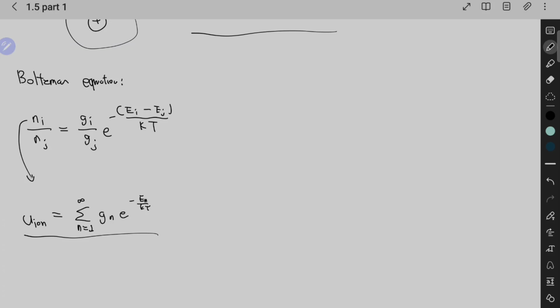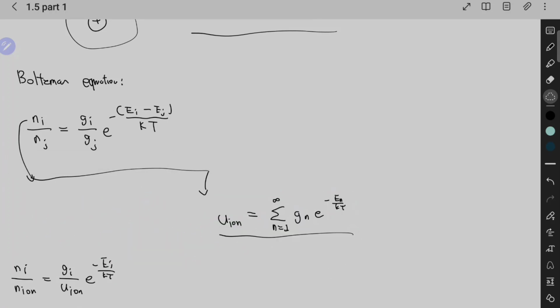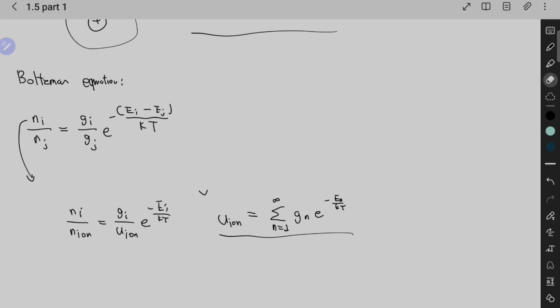And then a better form of the Boltzmann equation would be N_i over N_ion equal to g_i over U_ion times e to the power of negative E_i over kT. Actually, I think the order should be like this, right? I should move this to the left side, so it's more intuitive this way, because U_ion is part of this equation, not that this equation is part of U_ion, right? So it makes sense to move it this way. So this is our new Boltzmann equation, and in this equation there's a term called U_ion, which is given by the equation on the right.